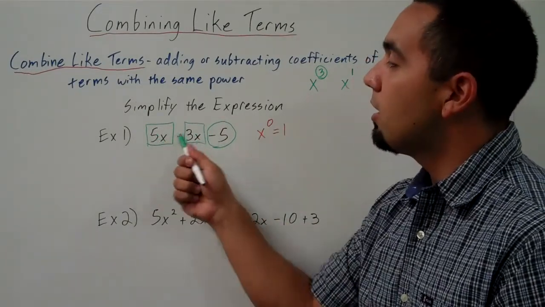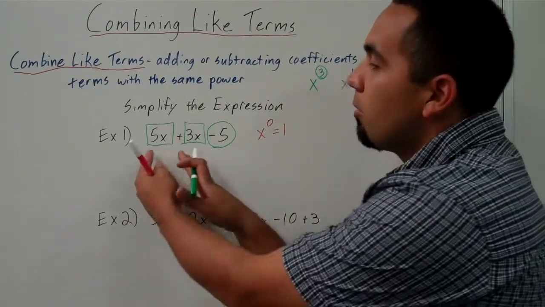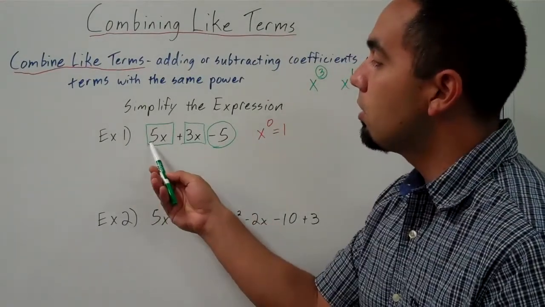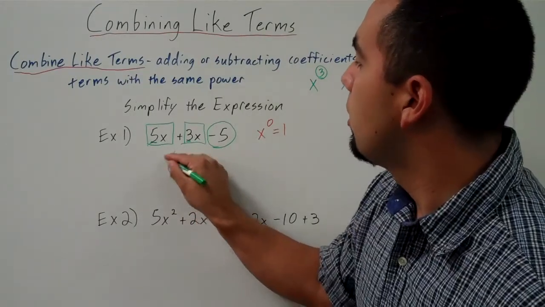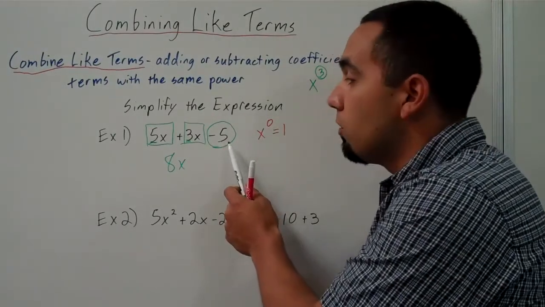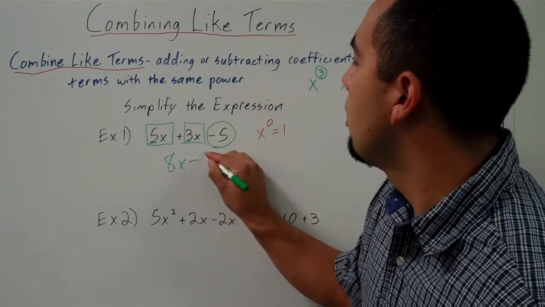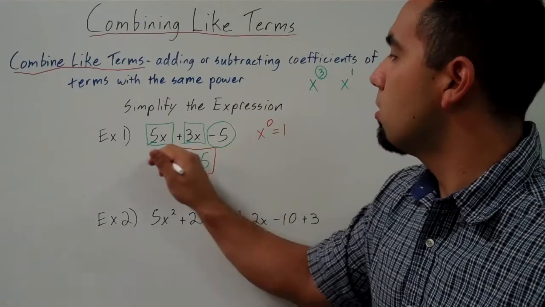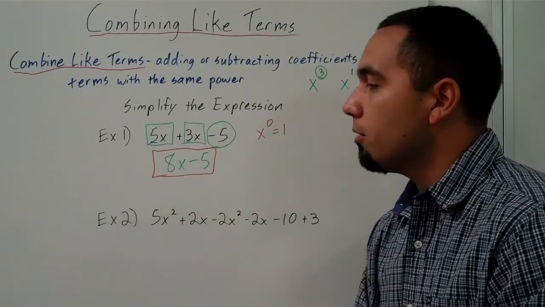Because now I can see that I have two boxes, I know that I can combine those two. And I'm going to combine them by adding the coefficients. So 5, because that's my coefficient here, and 3, I get 8x. And my -5 here, which is a different term, I have nothing else that I can add it to, so I'm just going to bring it down. So my answer for that question is 8x minus 5. That's as simple as I can get it.